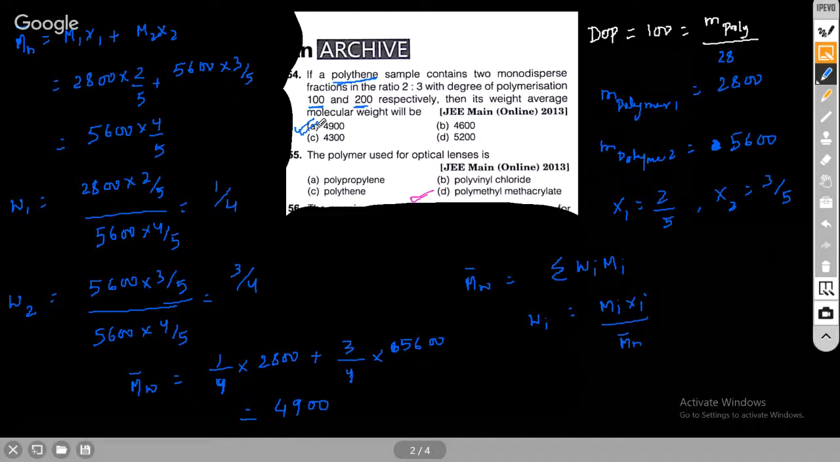Let me know quickly. Is it clear how to solve this kind of question? They haven't asked the number average molecular weight. X_i, M_i you have to calculate. The weight average molecular weight formula I have given you. The degree of polymerization formula I have given you. So there are 2-3 formulas, and you only have to do the calculation. That is it. I hope you can solve these kinds of questions now.